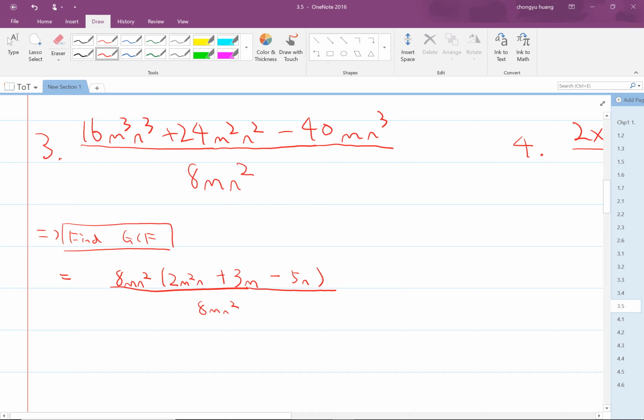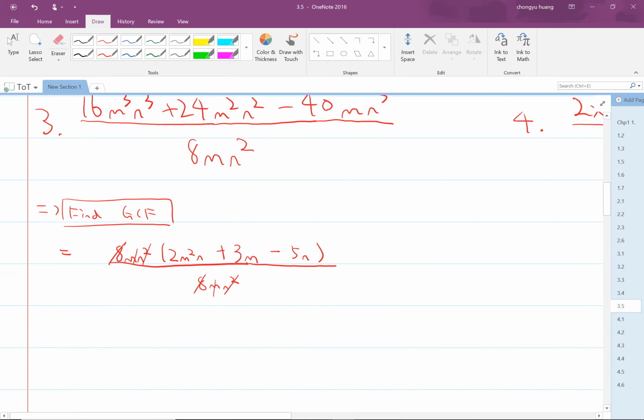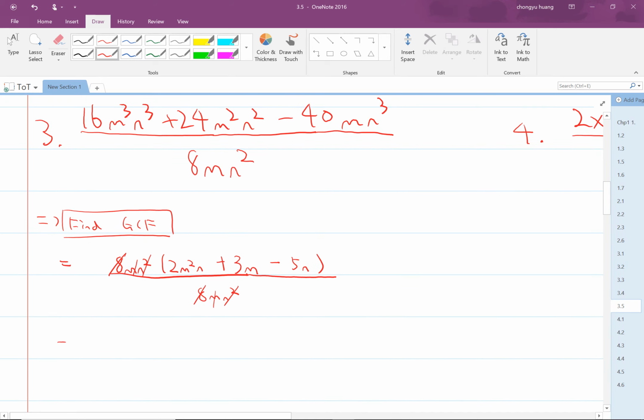Then you see the 8 and 8 get cancelled, and the n squared gets cancelled, and that leaves our solution, which is 2n squared times (n plus 3n minus 5n). So now you can see everything can cancel, and then we have only our solution left. Okay, so that's for question 3.